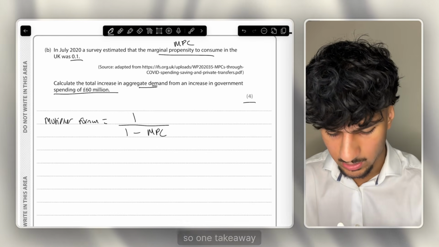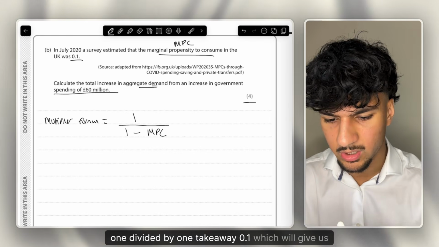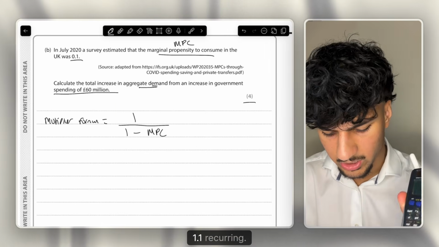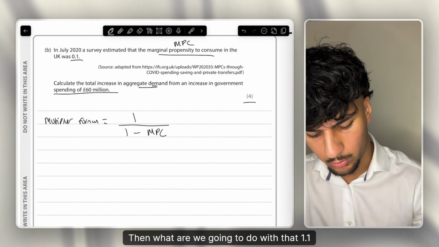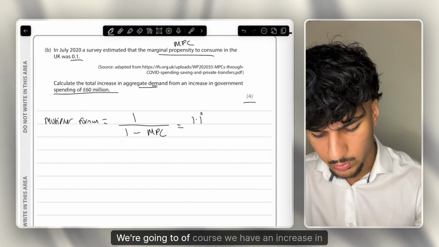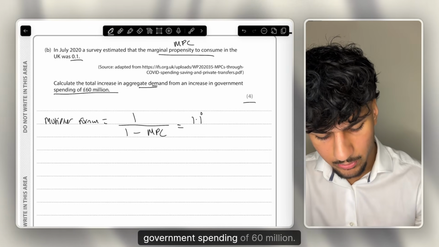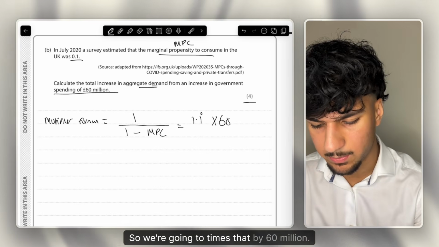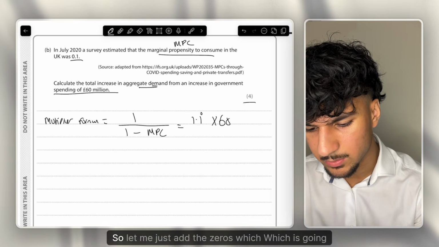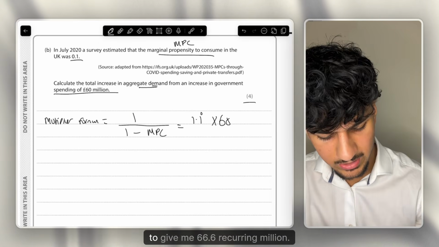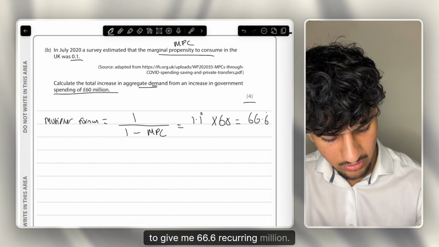So 1 divided by 1 takeaway is 0.1, which will give us 1.1 recurring. Then what are we going to do with that 1.1 recurring? Of course, we have an increase in government spending of 60 million, so we're going to times that by 60 million. So let me just add the zeros, which is going to give me 66.6 recurring million.